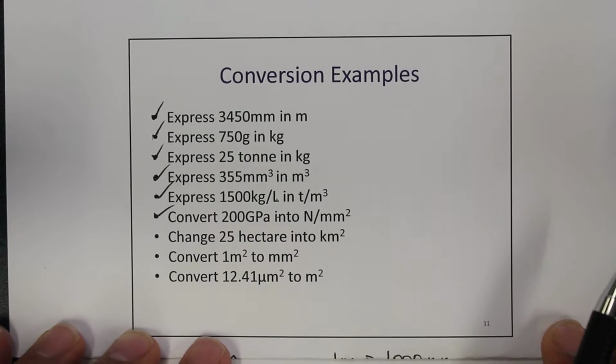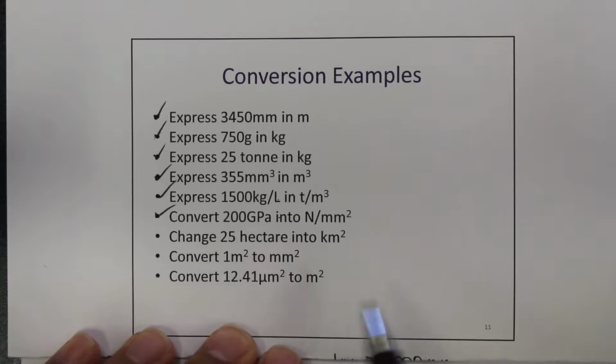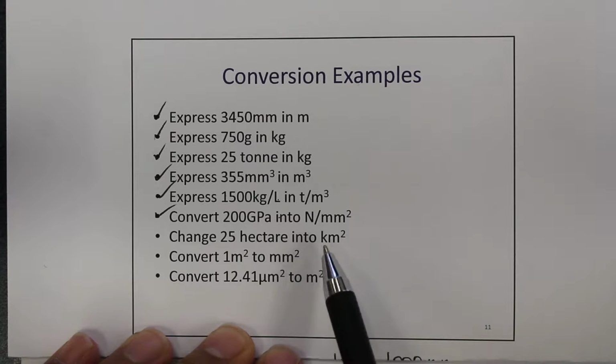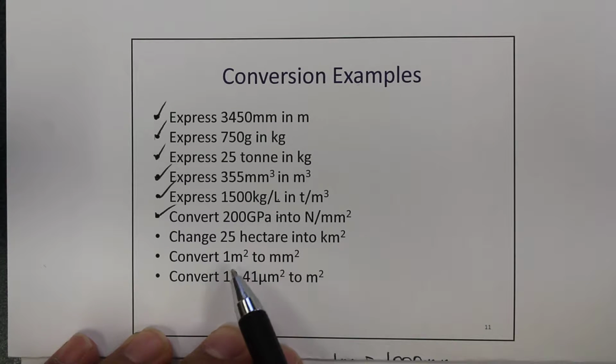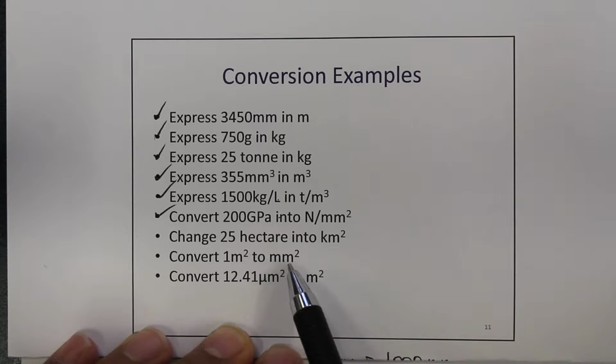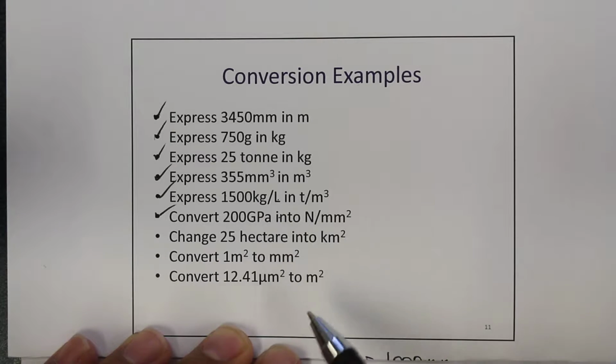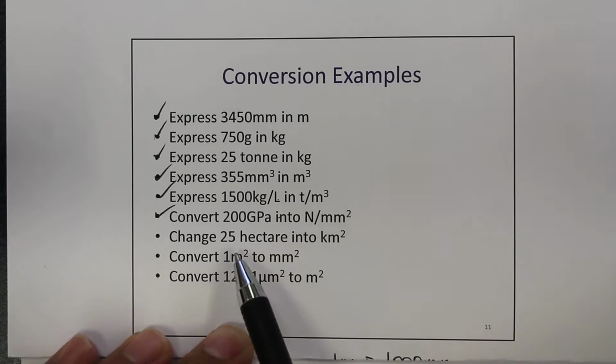Hey guys, in this video I'm going to go through the conversion of 25 hectares into kilometers squared, 1 meter squared into millimeters squared, and 12.41 micrometers squared into meters squared. The first one we'll go through is 25 hectares into kilometers squared.